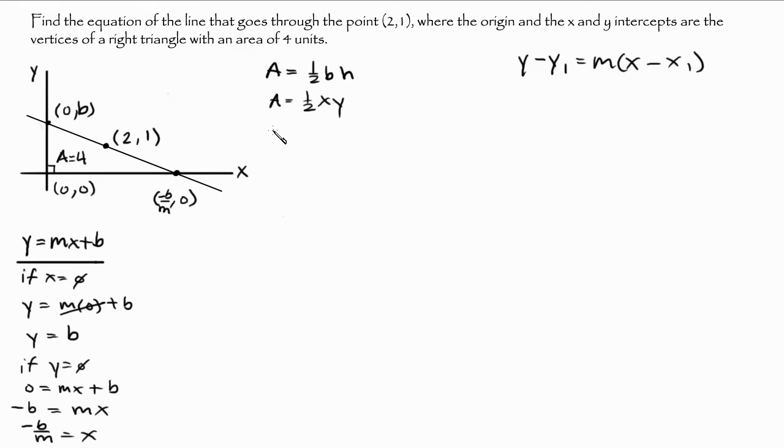So I'll go ahead and replace the area with 4 is equal to 1/2. Now my x is negative b over m, so that's going to be negative b over m, and my y is equal to b, so I'll just put a b here. Okay, so I can multiply everything by 2 on both sides, so that I get an 8 on the left and the 1/2 cancels out. So I'll get 8 is equal to negative b times b, which is negative b squared over m. Okay, so I do have this equation here. I'm not sure exactly what I can do with it right now, but it involves a b and it involves an m, and that has to do with the area.